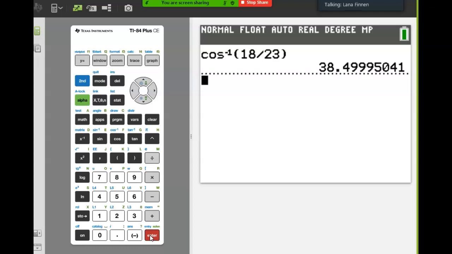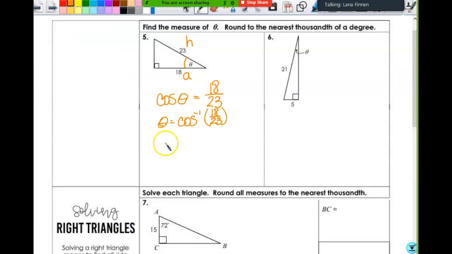So this is the number I get, and it says to round to the nearest 1,000th of a degree. So this would be theta equals 38.500 degrees. Okay. Any questions at all? All right. Then y'all do the next one, number 6.